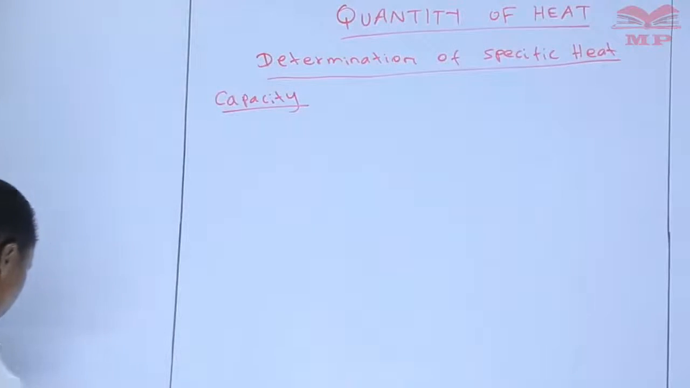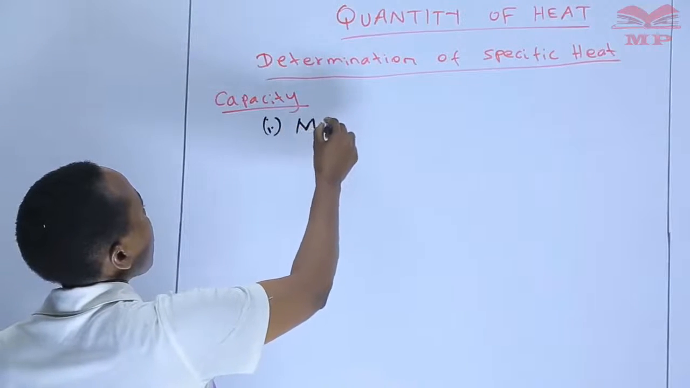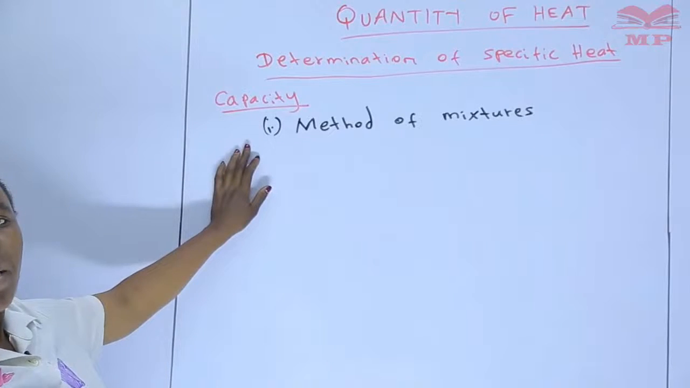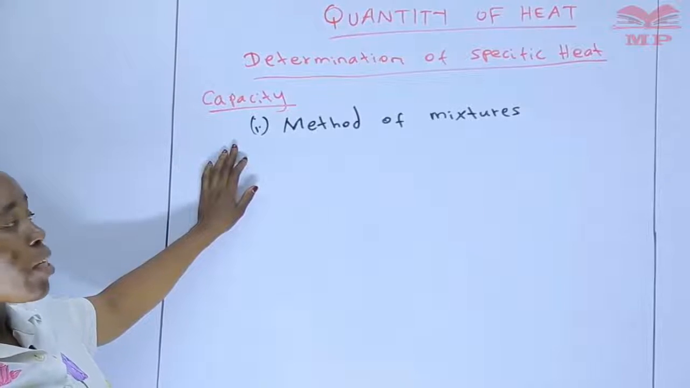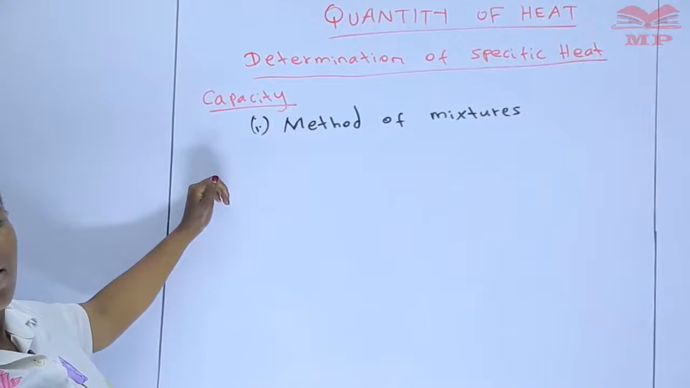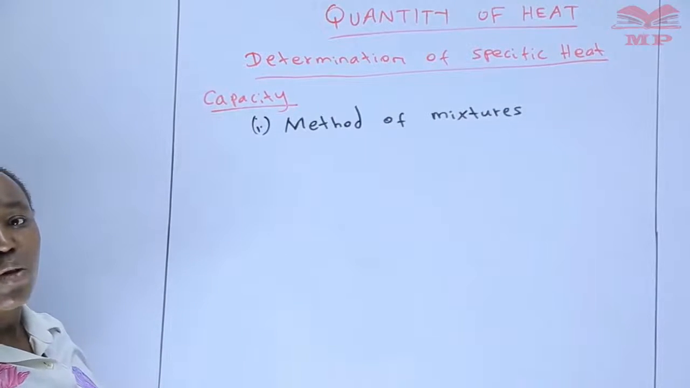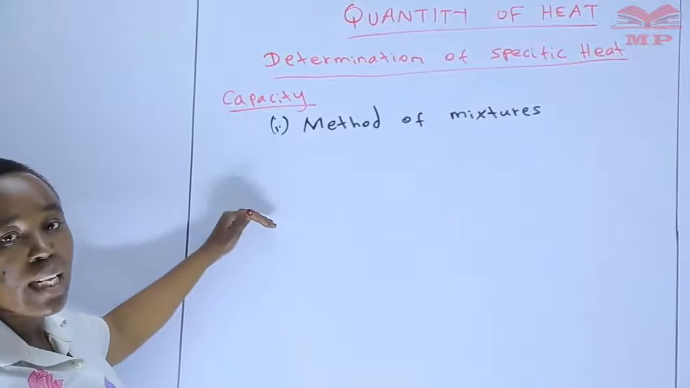So in the determination of the specific heat capacity, we are looking at the method of mixtures. By the end of the lesson, you should be in a position to solve numerical problems involving the calculations of the specific heat capacity or any other quantity that is asked, that is in the method of mixtures. So that is what we'll be looking at in this lesson.